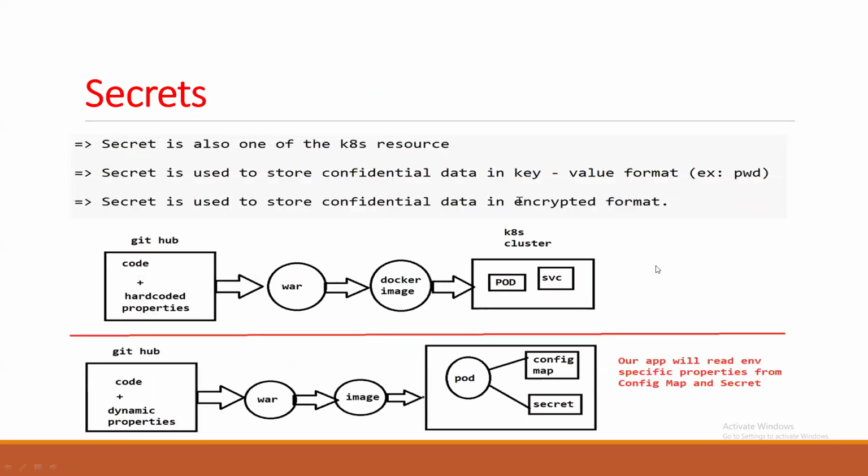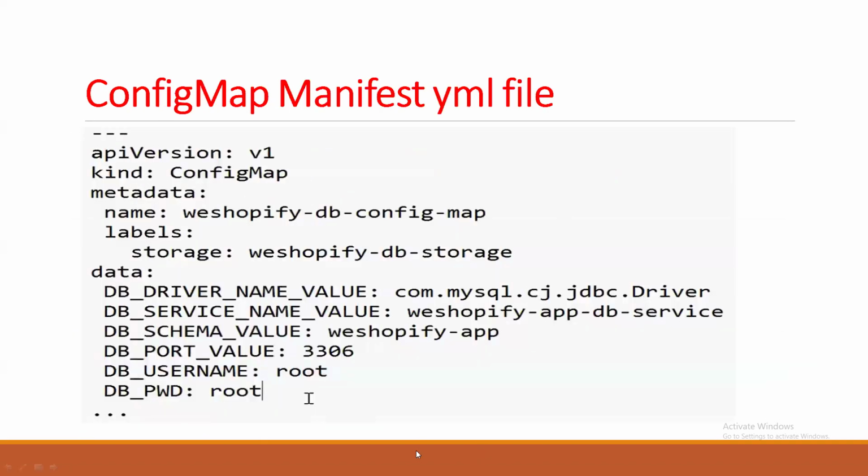A secret is also a Kubernetes resource. A secret is used to store confidential data in key-value format, in encrypted format, guys. So you already understood, right? Dynamic properties impact our application, as it needs environment-specific properties. Config maps and secrets will provide them in every environment.